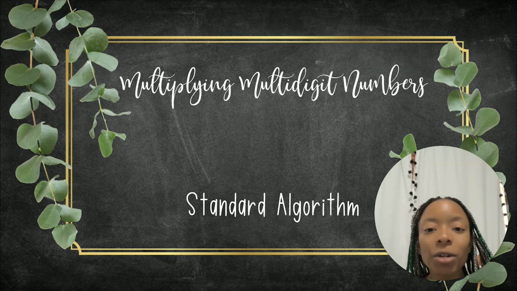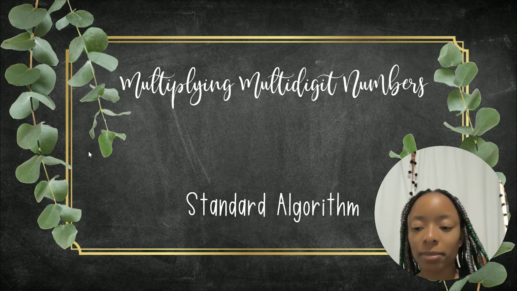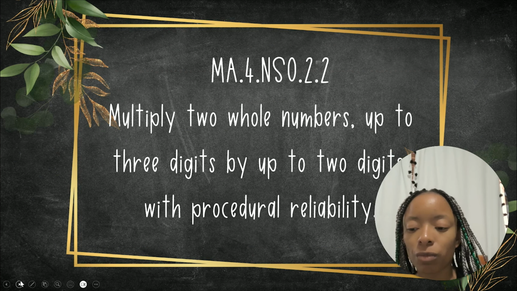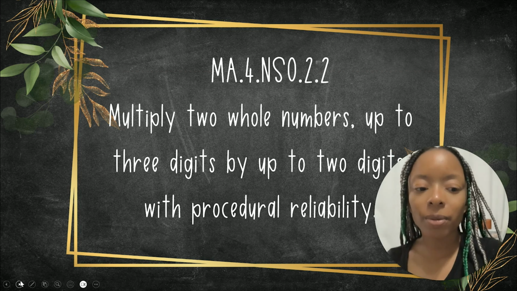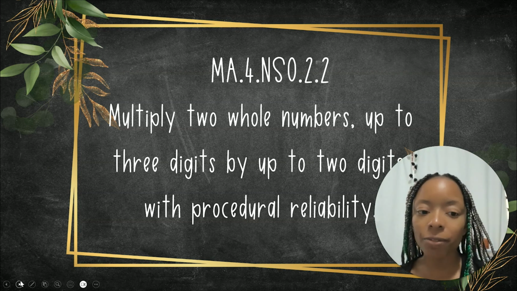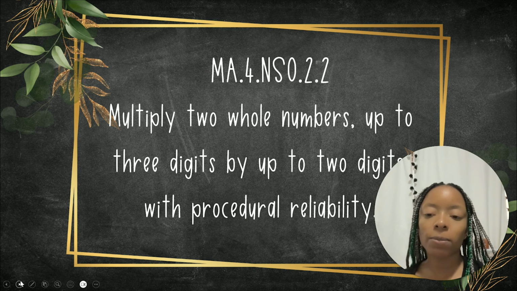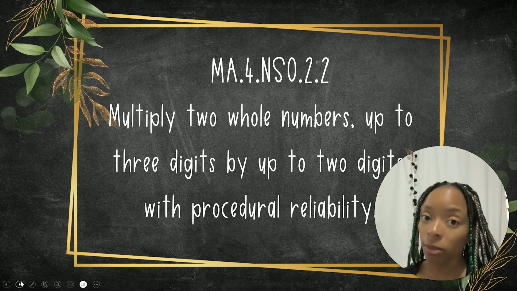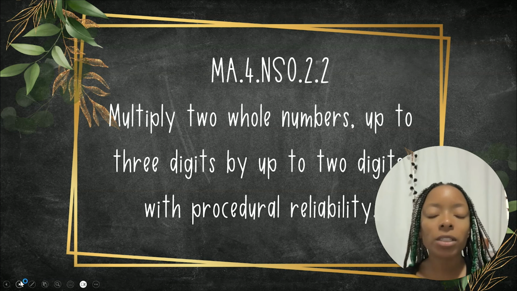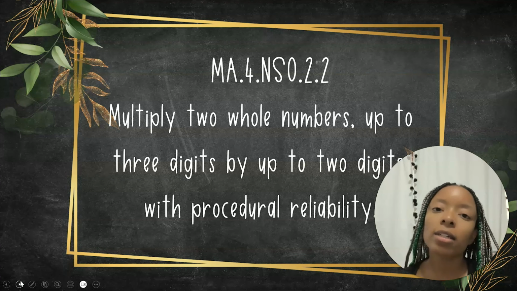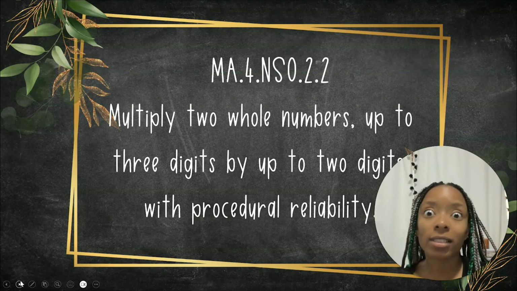This time we are multiplying multi-digit numbers using the standard algorithm. So our Florida BEST standard for this skill is MA.4.NSO.2.2. Multiply two whole numbers up to 3 digits by up to 2 digits with procedural reliability, meaning we just want to be able to consistently complete these problems with success.